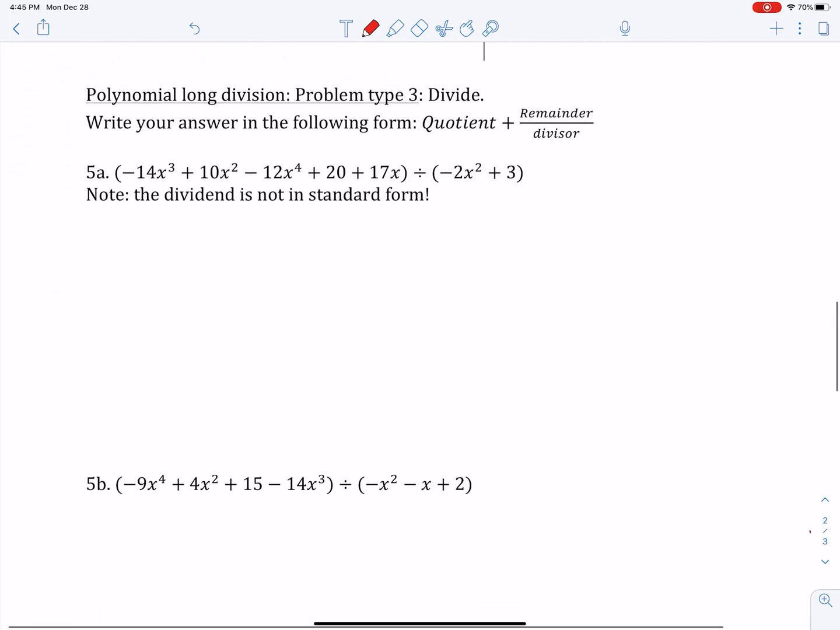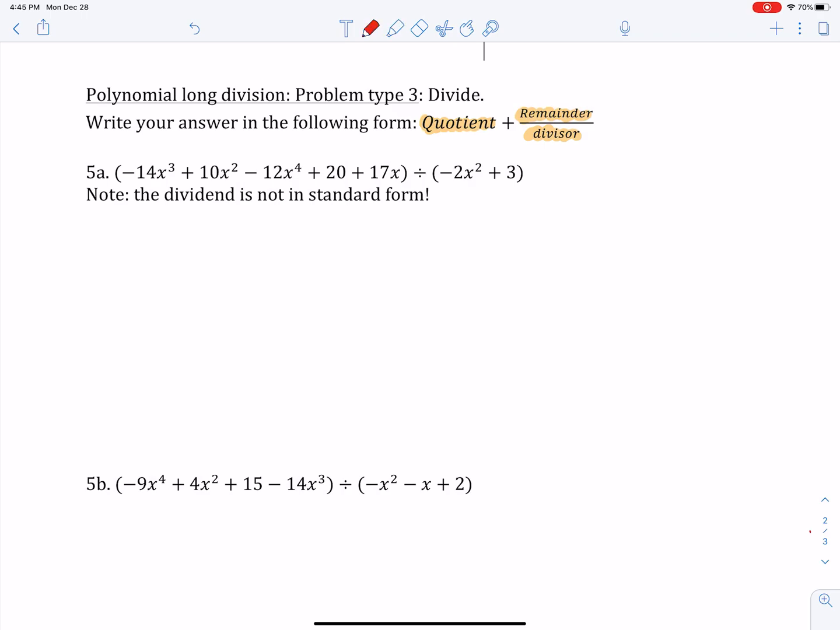All right, problem type 3. This is probably the hardest type problem you're going to get here. And what it wants us to do with these, and this is how technically we should be writing our answers, is it says write your answer in the following form. Our quotient, and then we'll have our remainder over our divisor, which is why I was utilizing those vocabulary terms up at the top. You would have seen those vocabulary terms going back to elementary school. You've seen these probably your whole life.